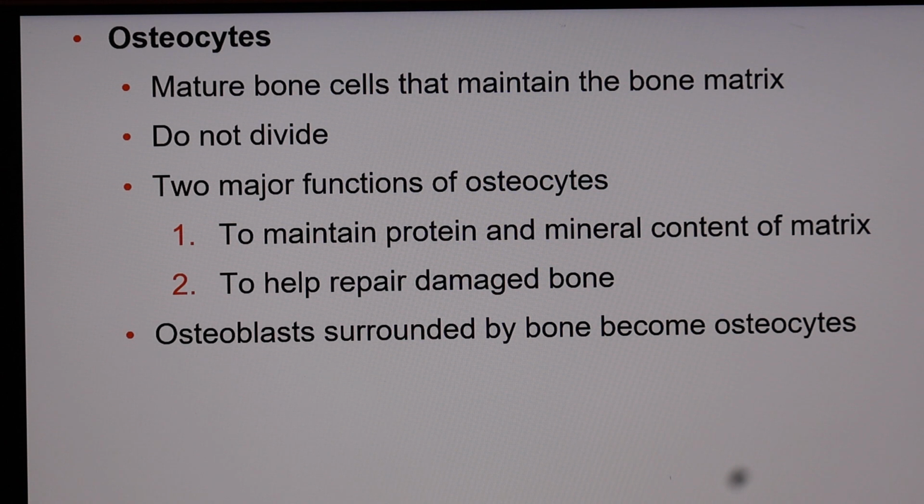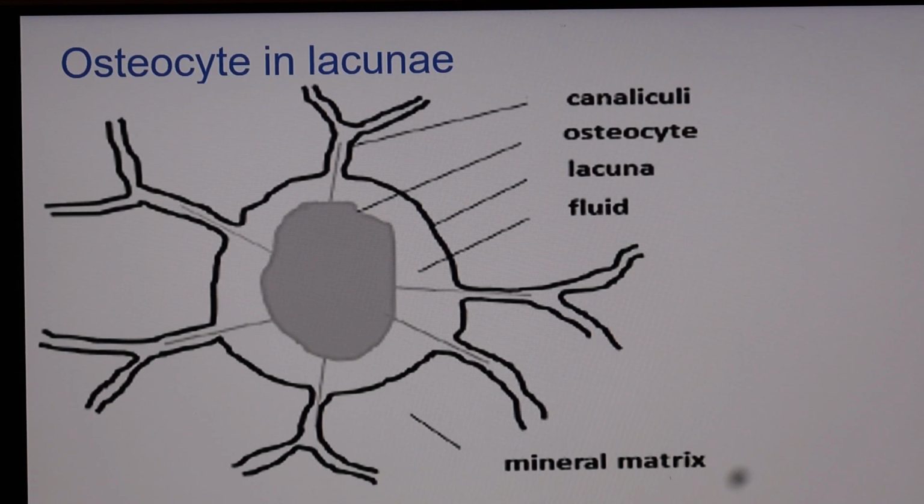What are the two major functions of osteocytes? To maintain the protein and mineral content of the matrix, and to help repair damaged bones. Osteoblasts surrounded by bone become osteocytes. This is an osteocyte. You can see this inner circle, the gray circle, is the osteocyte inside a lacuna.